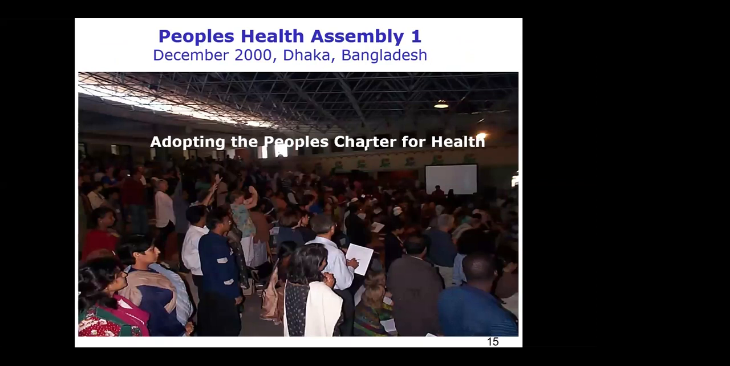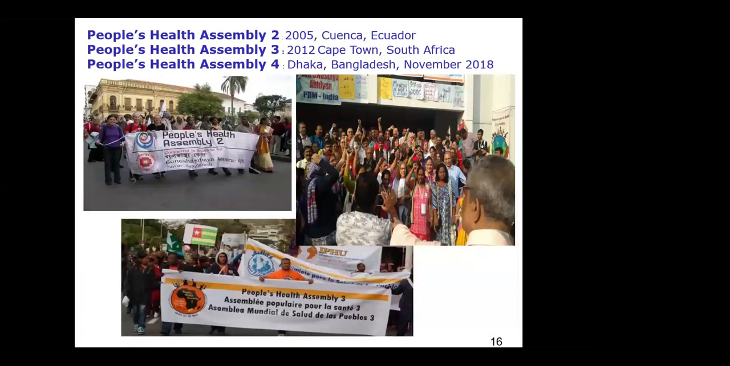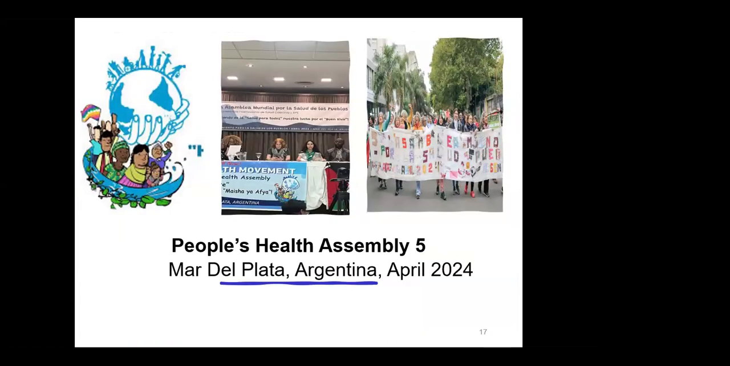So this is a photo from the first People's Health Assembly, which I shared earlier. About 1,500 activists came together in Gonoshasthaya Kendra in Dhaka in 2000, and that is where the People's Charter for Health was adopted. Then we have the next few assemblies in Ecuador, South Africa, Bangladesh again. The most recent one was in Mar del Plata in Argentina in April. That is where one of your readings came from, the call to action. That reading was drafted in consultation with different PHM circles and adopted.